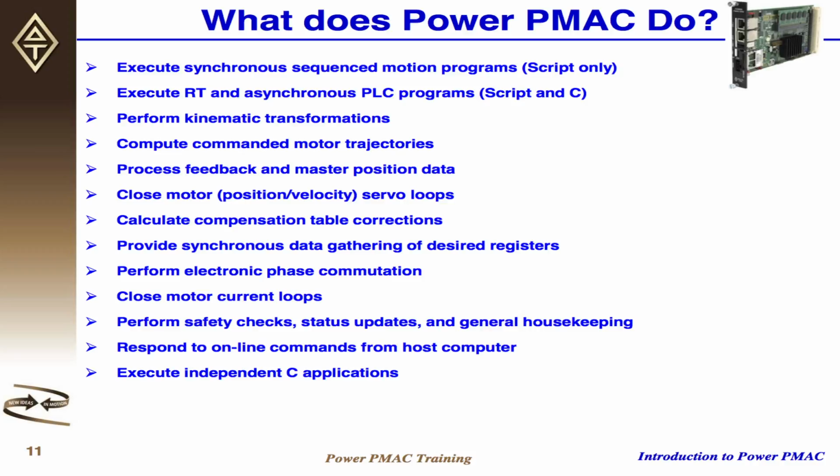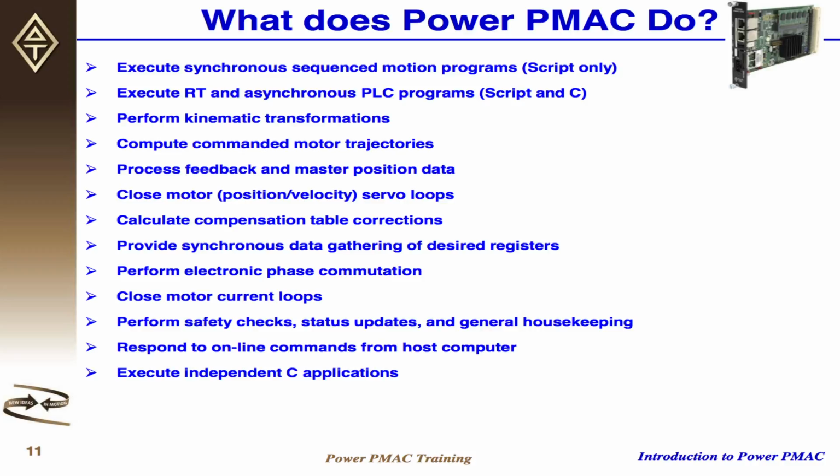Anything that is a memory register in Power Pmac, which everything is, can be gathered at either the phase or the servo rate. Performs the electronic phase commutation, another very important feature of Power Pmac. Also could close the current loop. So not only could Power Pmac close the servo loops, close the commutation, it also can close the current loops between the drive and the motor. Very important feature. We'll talk more about that a bit later on when we get into some of the details of the motor setup.